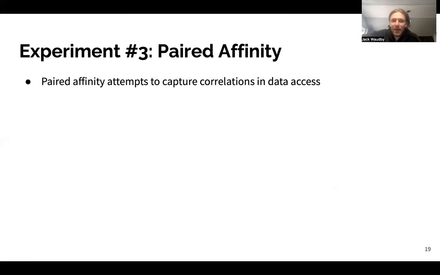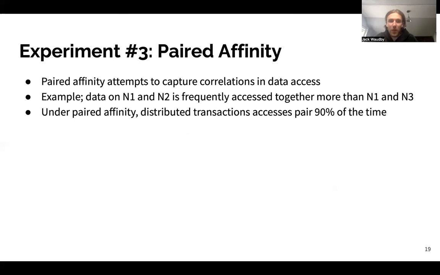Now, in practice, there might be underlying correlations in the data, which means that certain nodes are accessed together more frequently. For example, there could be some data stored on nodes 1 and 2, which means any distributed transaction originating at node 1 is more inclined to access data at node 2 than it may be at node 3. And this is what we try to capture in our paired affinity model. It is a pretty contrived example, but it illustrates the point: distributed transactions access the paired node 90% of the time, and the remaining 10% pick some other node at random to access.